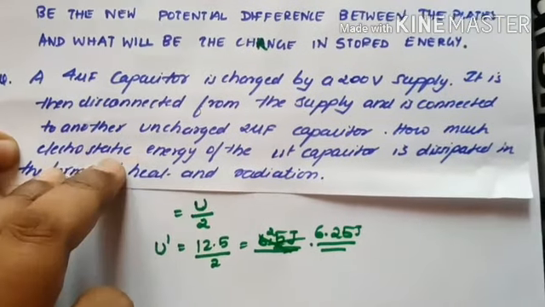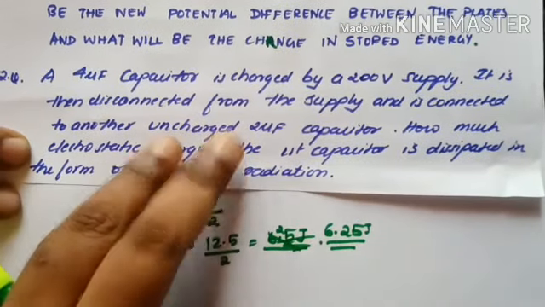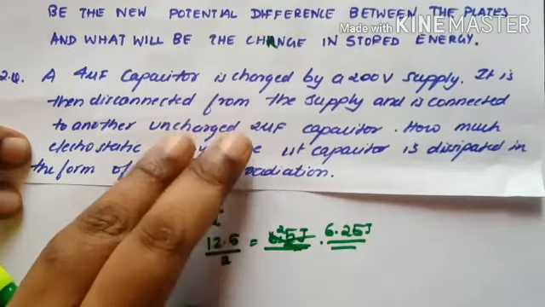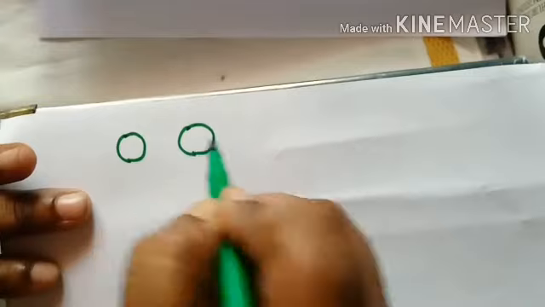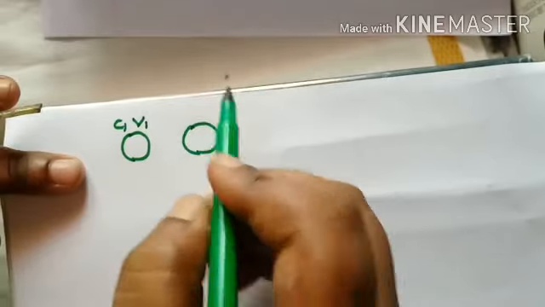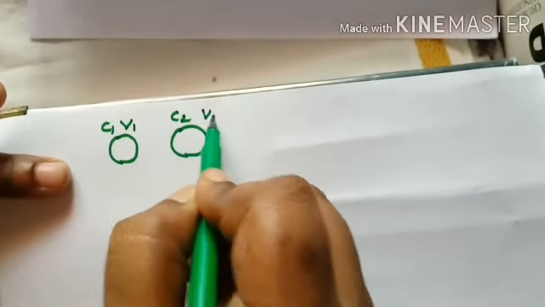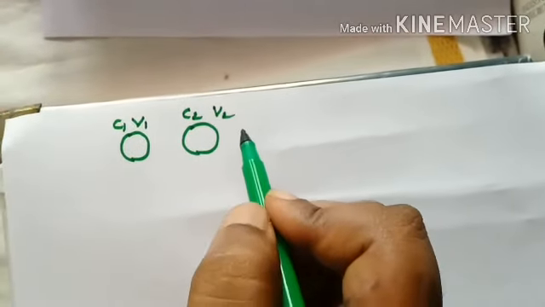Now, this is under a concept called common potential. You have to understand what a common potential is. So what do you mean by the common potential concept? Suppose, see guys, there are two spherical capacitors. This one has capacitance C1, and its potential difference is V1. This is C2 and its potential difference is V2.